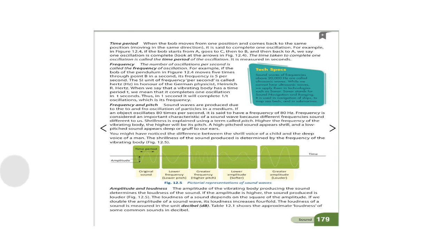Then amplitude and loudness side heading. The amplitude of the vibrating body producing the sound determines the loudness of the sound. From that to: The loudness of a sound is measured in the unit decibel, dB. Roman number 4, third question, page number 179. Did you mark the answer?